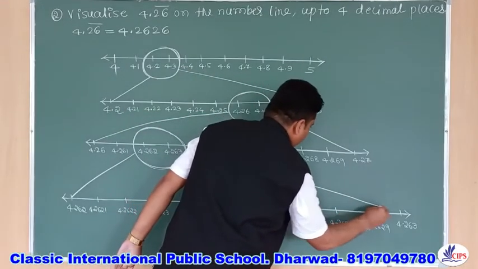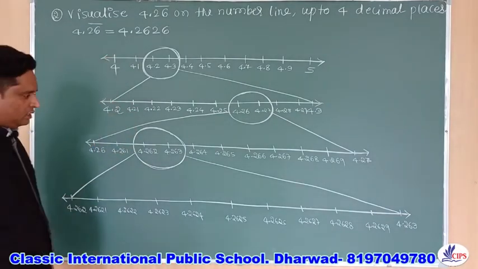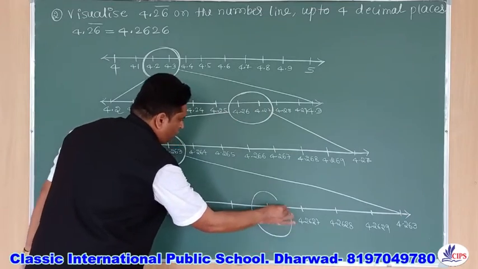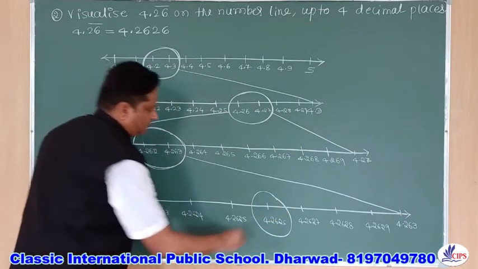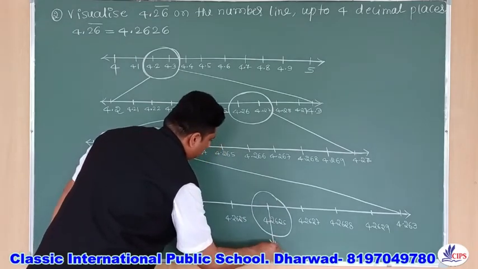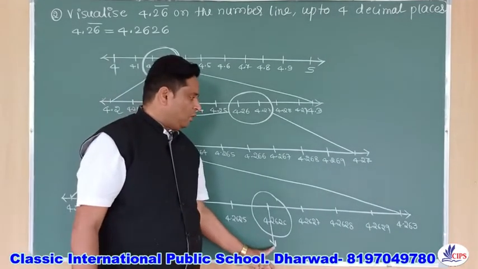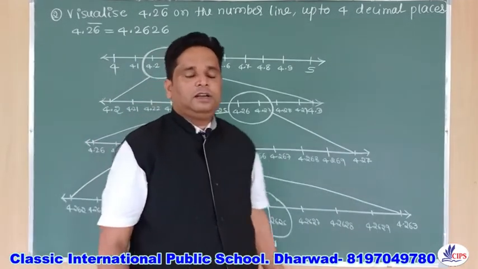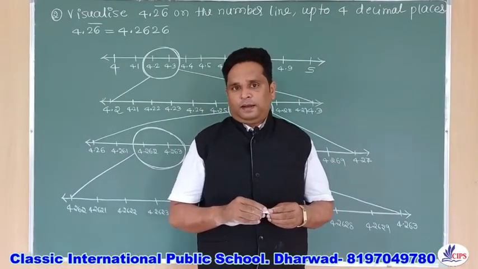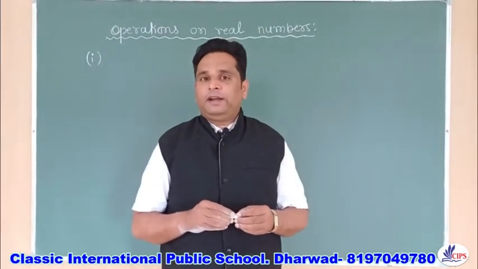and 4.263 down over here, right? We want 4.2626, where does it come? Yes, here we have the number 4.2626. This is our required number on the number line. Yes children, this is how we can represent real numbers on the number line. Is that clear? Okay.